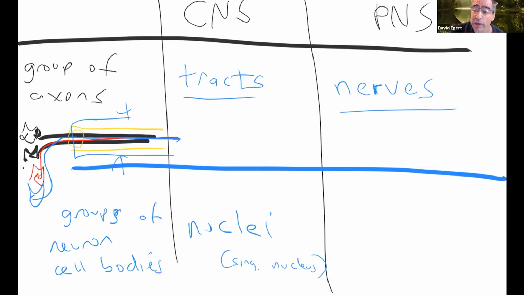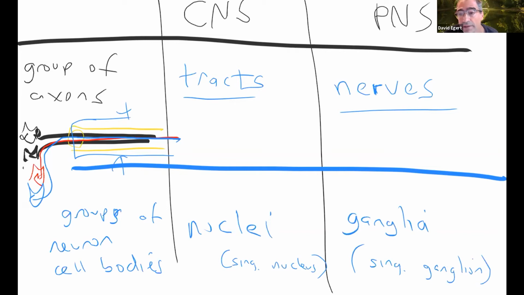In the PNS, when you have clusters of cell bodies, they're called ganglia. Singular is a ganglion. So the neurons that take the messages from your senses into your central nervous system, the cell bodies for those are actually outside the spinal cord. They're sitting near the spinal cord, but they're not in the spinal cord. Those are going to be like the dorsal root ganglia. Whenever you see the word ganglia, it just means cell bodies that are not in the brain or spinal cord.